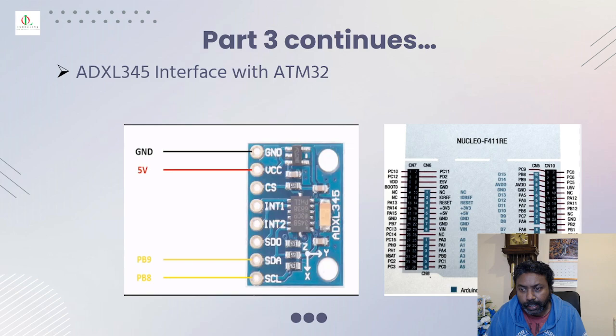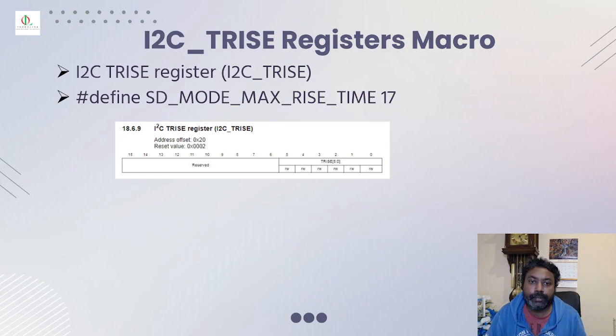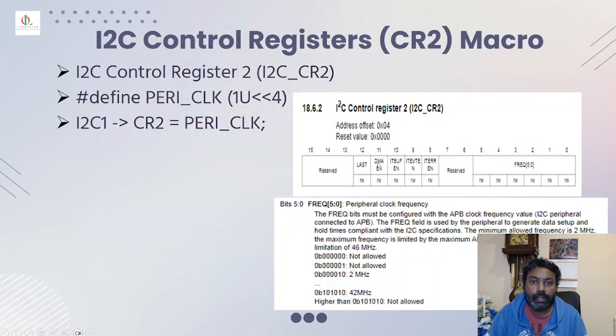And then you can connect your channel of the logic analyzer. I connected to port A pin 5, so I'll show you in the program. Then you learned about using different macros. This is the clock control register, CCR register. And then we also defined the rise time for 17 using these 5 registers, 5 to 0. And then the control register 2 to enable the peripheral clock. We also use these macros.